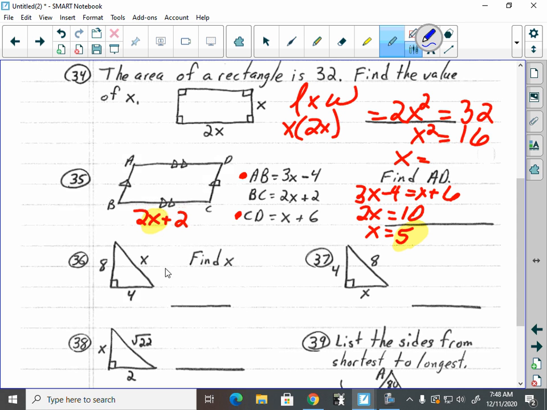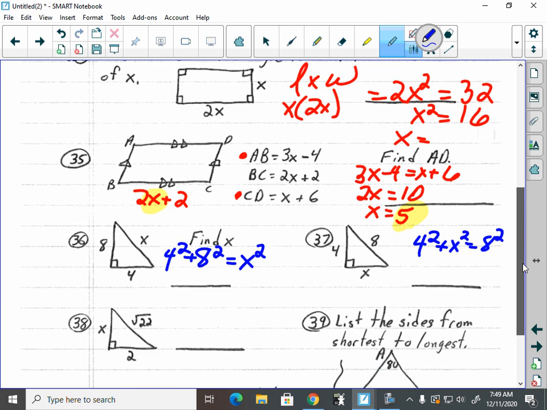Finish number 35. Oh, yay, Pythagoras. Hello. 4 squared plus 8 squared equals x squared. Hey, Mr. Barrow wrote the same problem twice. Look, there's a 4 and an 8. This one's different. Watch. 4 squared plus x squared equals 8 squared. The hypotenuse goes by itself. Always. That's the hypotenuse because it's across from 90. Solve those. Break it down.